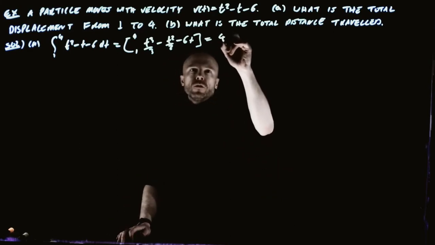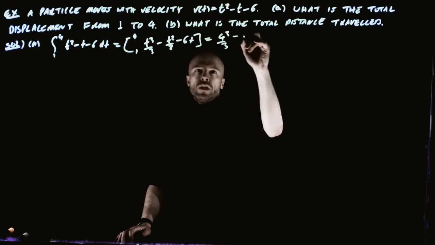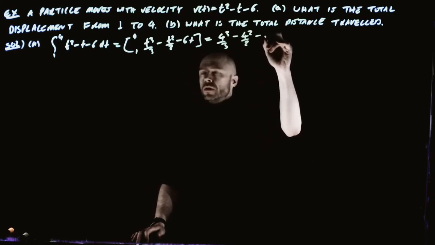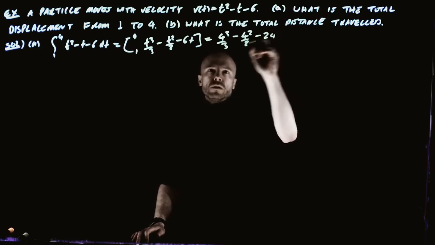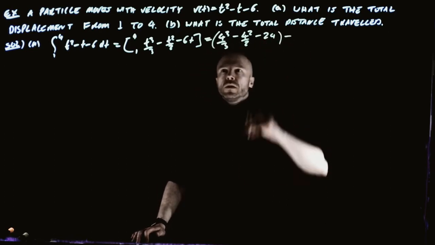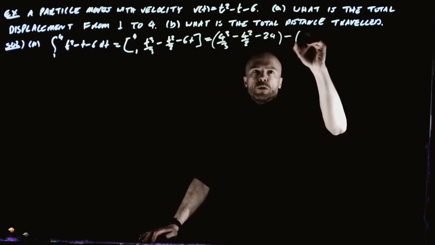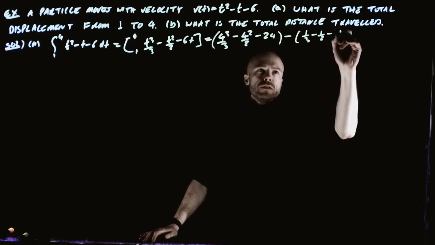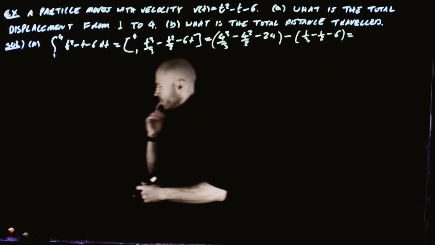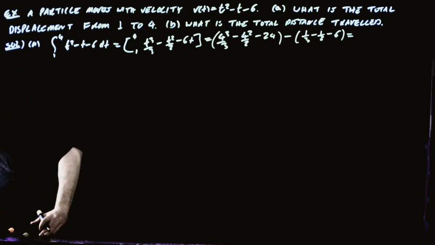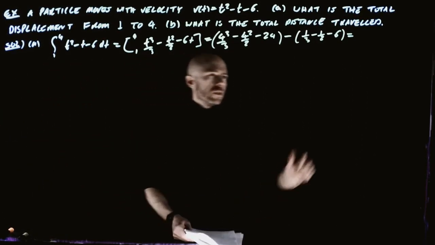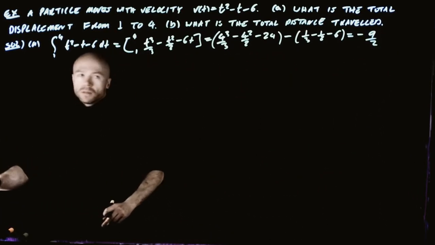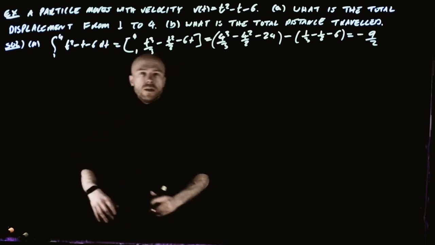So it's going to be 4 to the 3 over 3 minus 4 squared over 2 minus 6 times 4, which is 24. This thing minus what happens when we put 1 inside this. We have 1 over 3 minus 1 over 2 minus 6. And then just figure out what that is. And that turns out to be minus 9 over 2. Yeah. So that is part A, no problem.